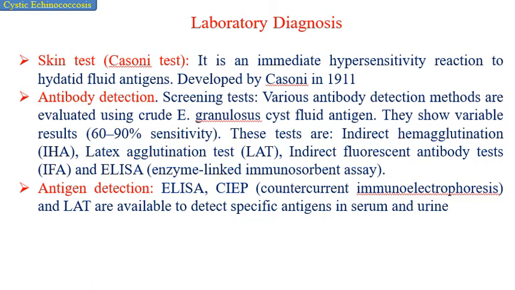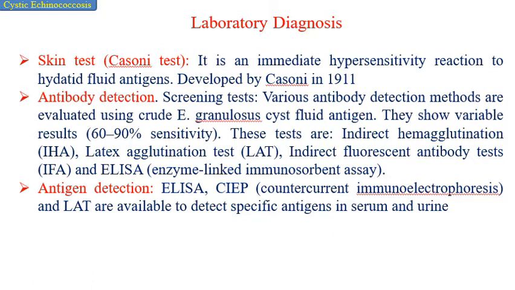Casoni skin test: it is an immediate hypersensitivity reaction to the hydatid fluid antigens, developed by Casoni in 1911. Antibody detection: for screening, various antibody detection methods are evaluated using cyst fluid antigen. They show variable results, about 60-90% sensitivity. Antibody detection immunodiagnostic tests can be very helpful for the diagnosis of echinococcal disease, particularly in conjunction with imaging, and should be used before invasive methods.